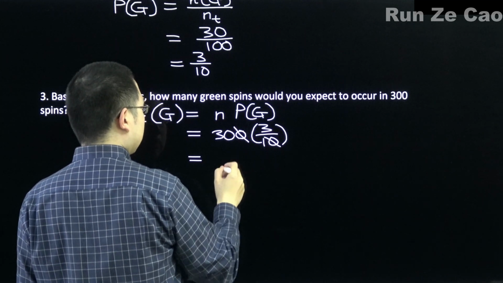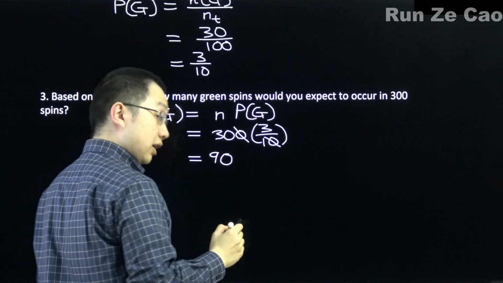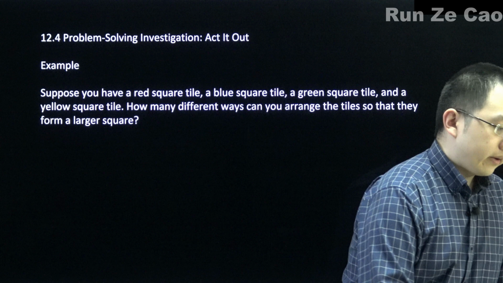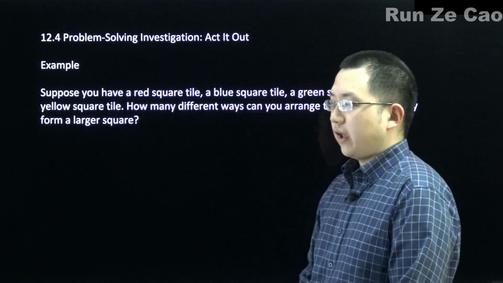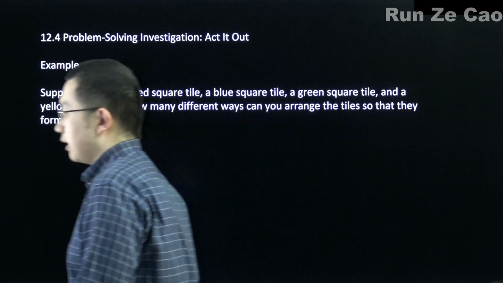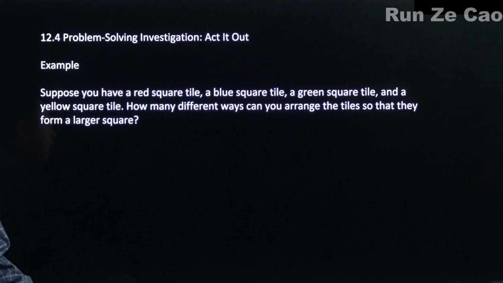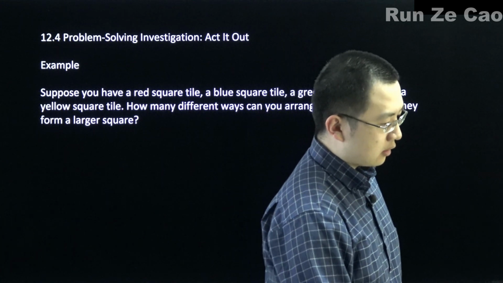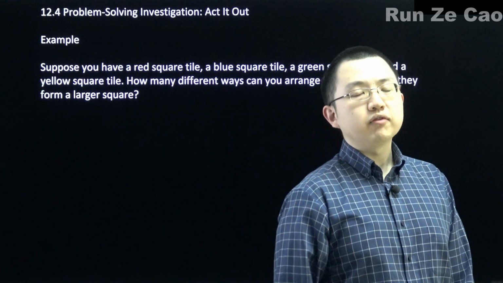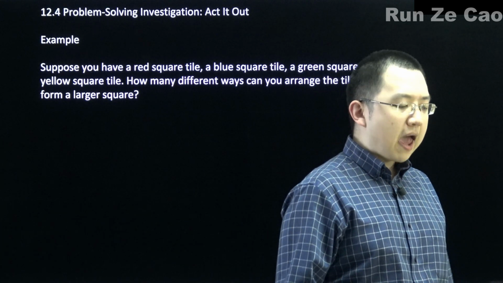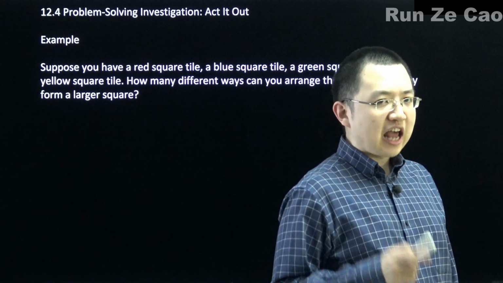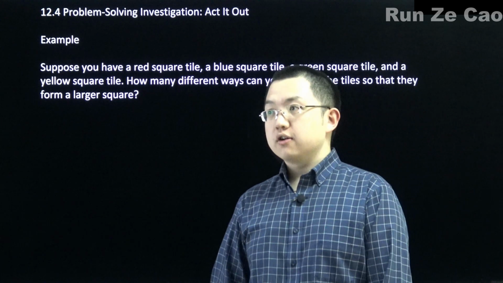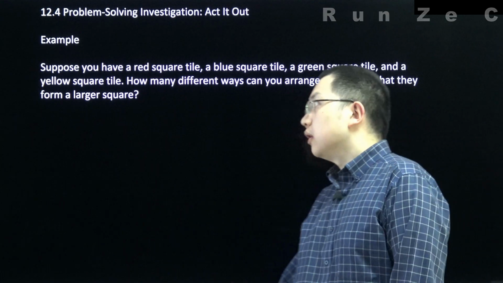This should leave us with 90 green spins. Alright, if we're going to solve a problem, sometimes you gotta guess and check or act it out. Yeah, this is something that they teach in the curriculum around here. So we also have to kind of know that it exists, even though math is the best way to act it out because it requires less stuff. Like say, you don't need to prepare these different square tiles.